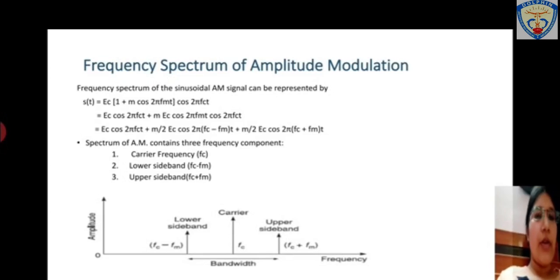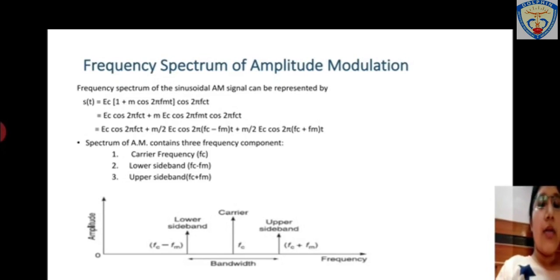Next, if we see the frequency spectrum, the expression that we have already obtained for the amplitude modulation is simply Ec(1 + m cos 2π fm t) cos 2π fc t. If we multiply this, we use the formula of cos A cos B, which gives cos(A − B) and cos(A + B).